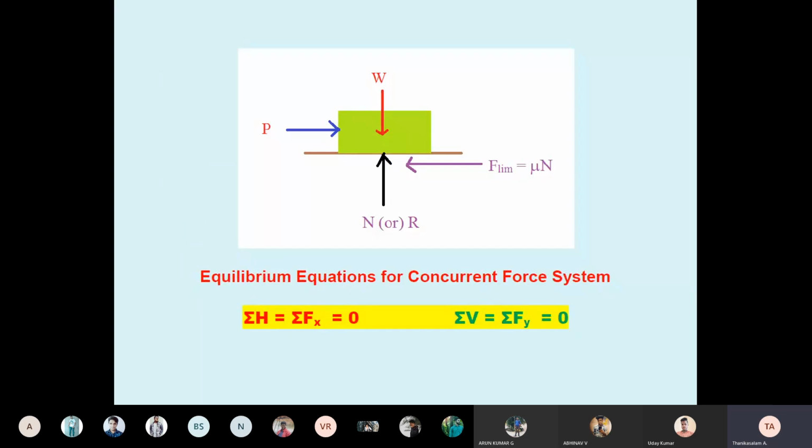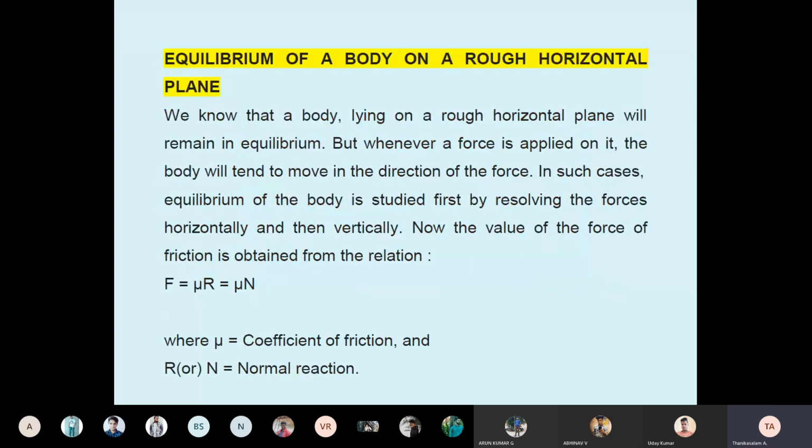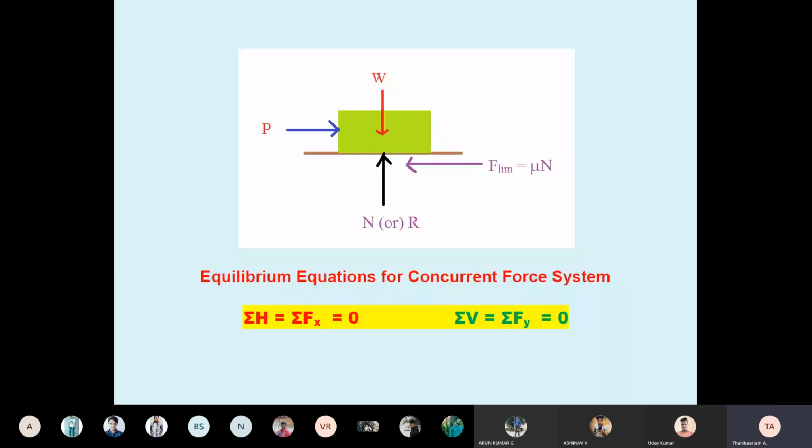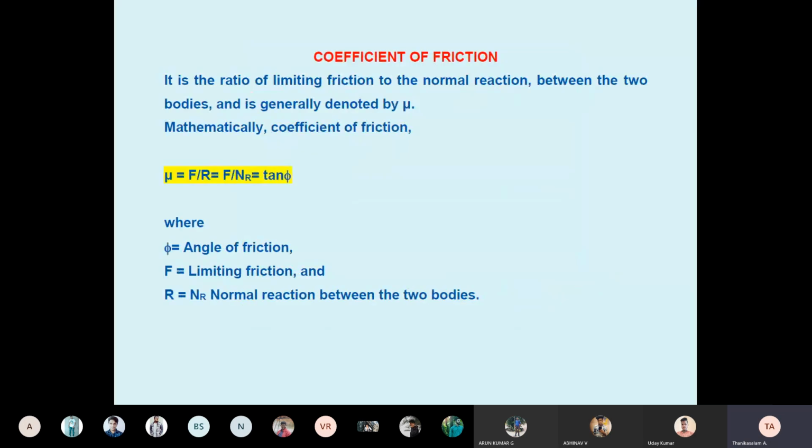So this is the formula we have. Only these formulas: F equal to mu into R or mu into N, and free body diagram, then concurrent force system, summation H equal to 0, summation V equal to 0, and tan phi equal to mu or F divided by R. These three formulas. So we are going to solve some problems. Very interesting problems. Simple problems.